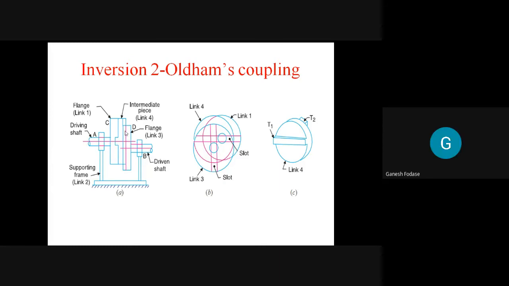Okay. Now my question to you is, this intermediate piece or link 4 is forming which kind of pair with link 1 and 3? Prismatic, sliding pair. Sliding pairs. Good. Okay, so you can understand 2 sliding pairs. There are 2 sliding pairs formed by intermediate link 4 with link number 1 and 3, which is the basic diagram also. Similarly, 2 turning pairs are formed between which 2 links? 2 and 1 and 2 and 3.